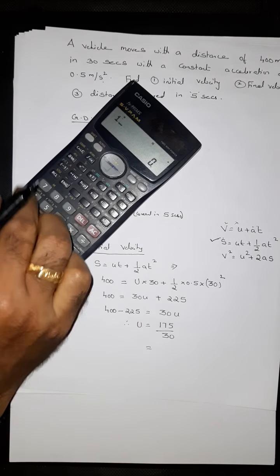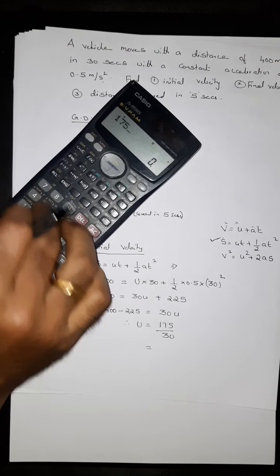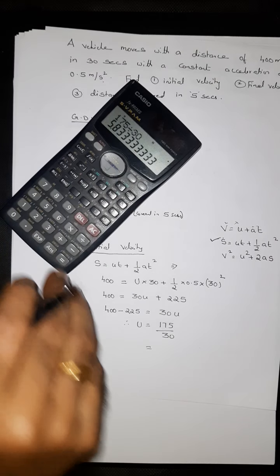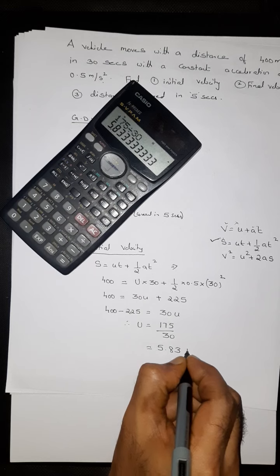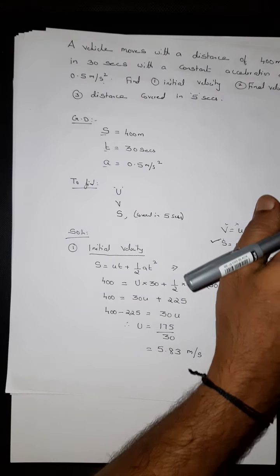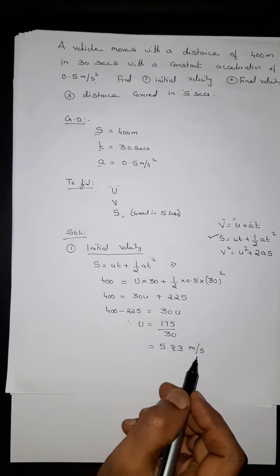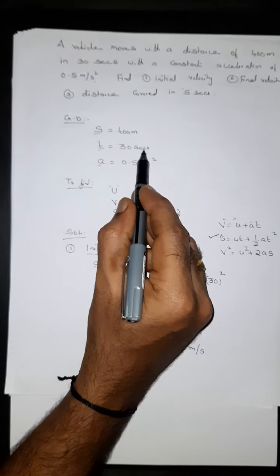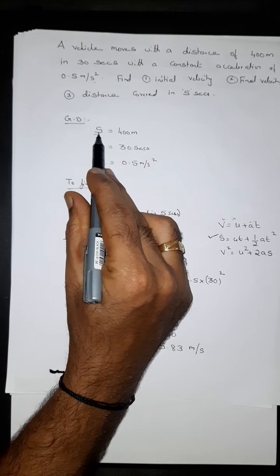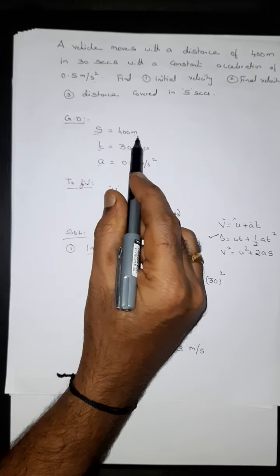U equals 175 divided by 30, which is 5.83 meter per second. So the unit of velocity is meter per second. The unit of acceleration is meter per second square, the unit of time is seconds, and displacement or distance S is in meter. Clear?